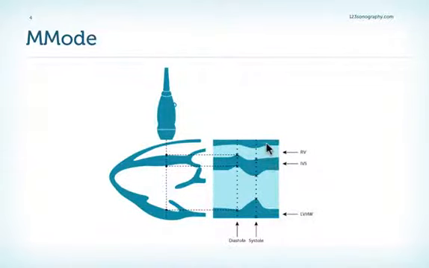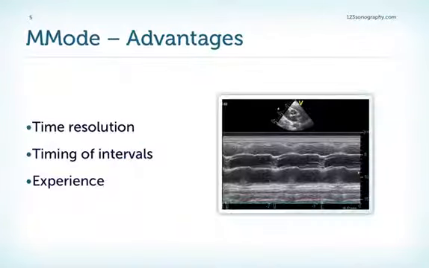We can now delineate exactly which structures we see. Here we have the right ventricle. This darker area is the septum. Here we have the cavity of the left ventricle. And here we have the posterior wall of the left ventricle. And we can see how the structure moves from diastole to systole.